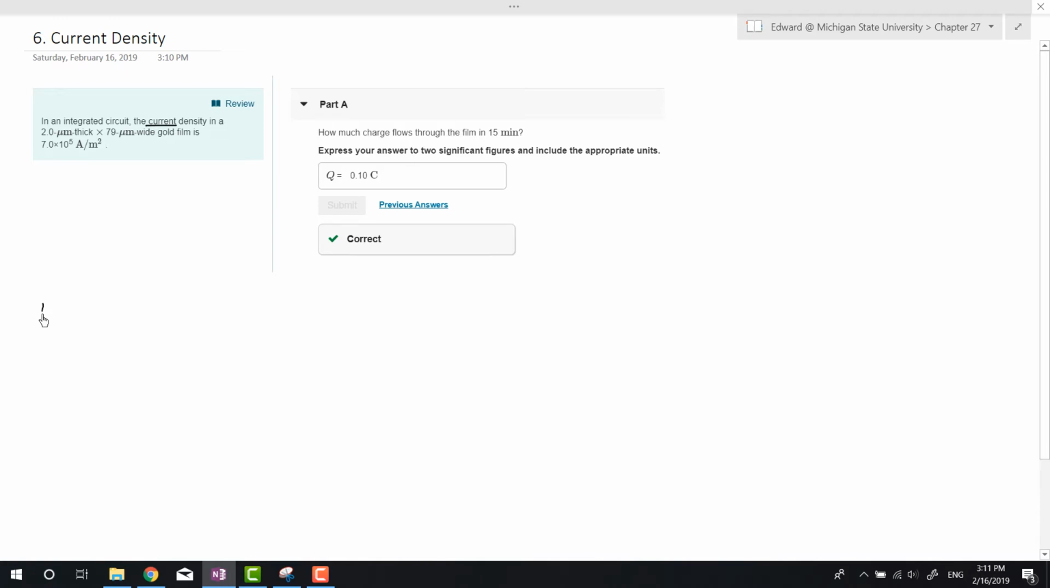So time is 15 minutes, but that also is equal to 15 times 60, which is 900 seconds, right? And we want to know the charge. Looking at our equation sheet, what equations give us charge? We see that this equation gives us charge Q. Charge is equal to the current times change of time. Change in time is 900 seconds.